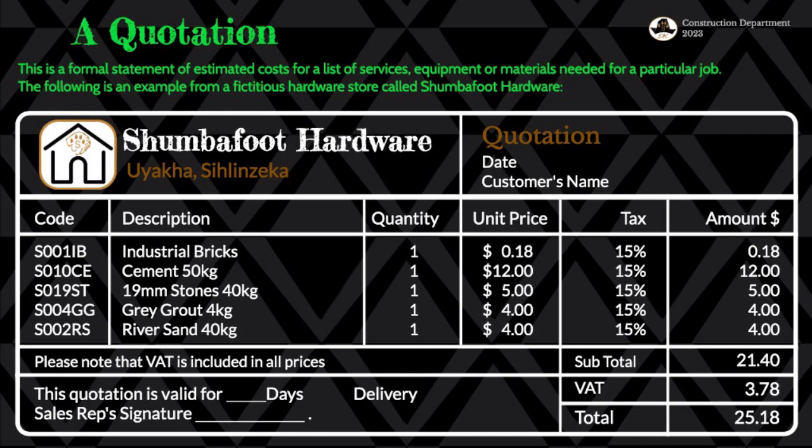And then as you can see under the description and code, it's written, please note that VAT, which is value added tax, is included in all prices. So there's no need to deduct or rather to add. The tax is already added. So it's just a matter of showing what percentage was used in that tax column. It's just showing you the percentage that was added on top of the amount.